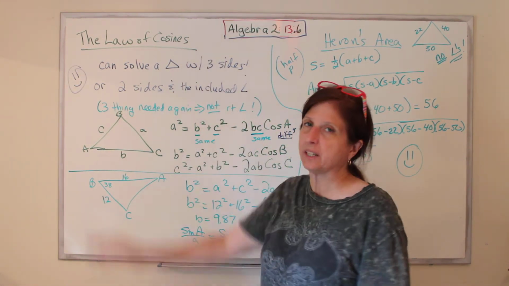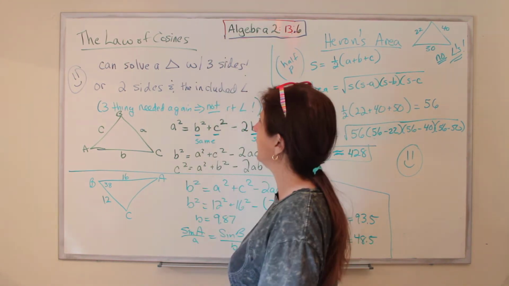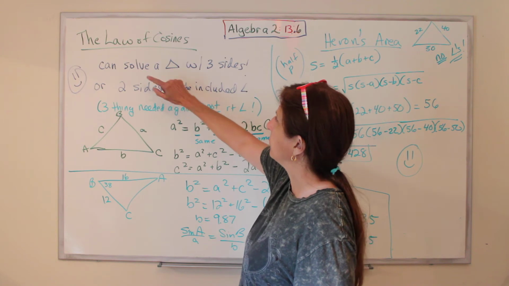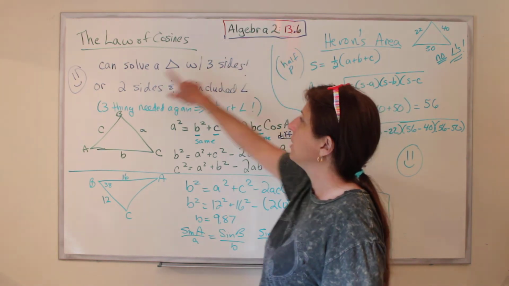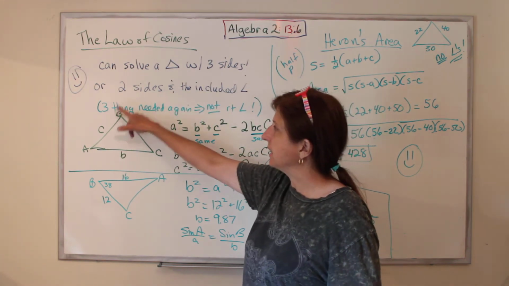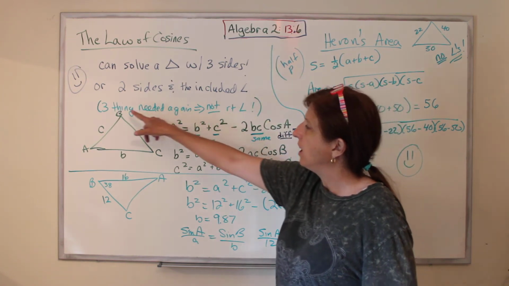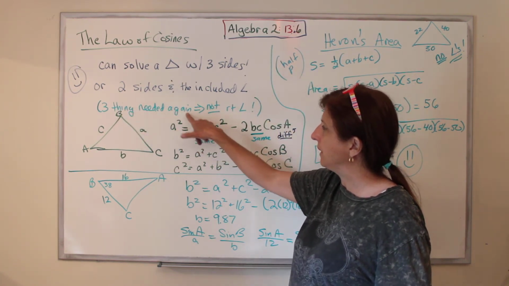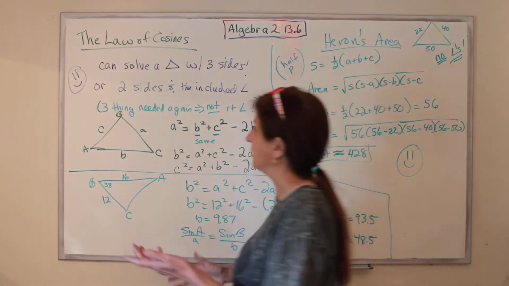Last time we did the law of sines, and now we're going to do the law of cosines. This time we can solve a triangle with 3 sides, or 2 sides and the included angle. Once again, it doesn't have to be a right triangle, no right angles. But we need 3 things again, they're just different things. There's more things we can do.